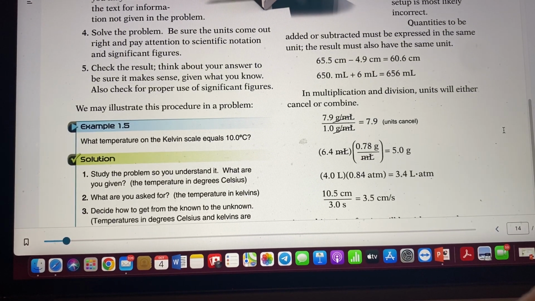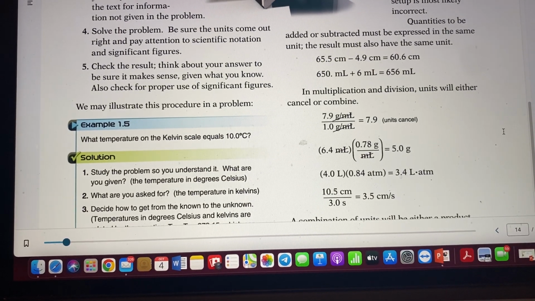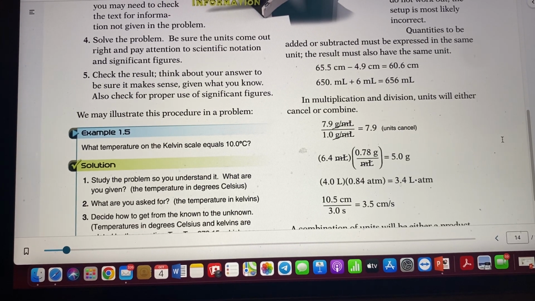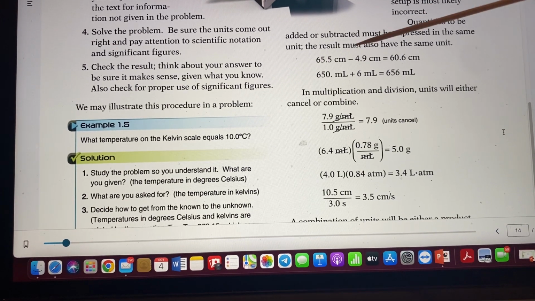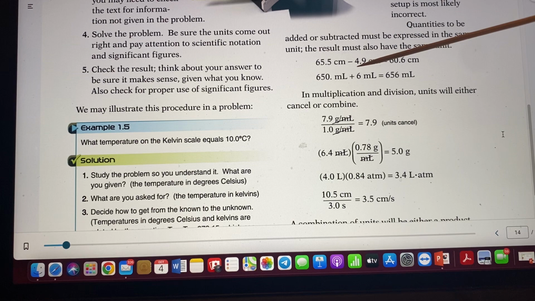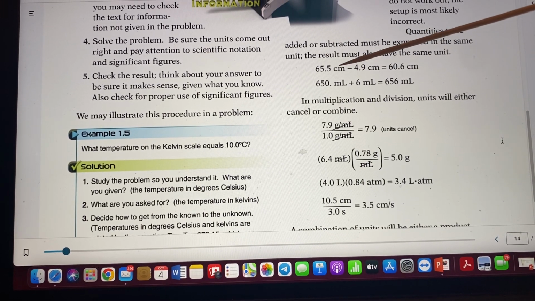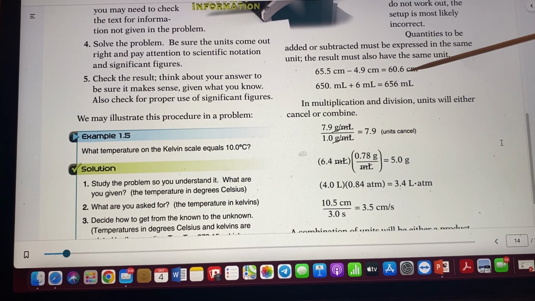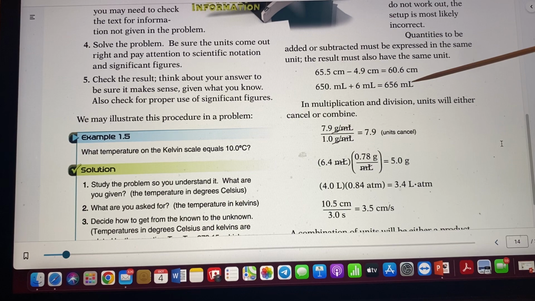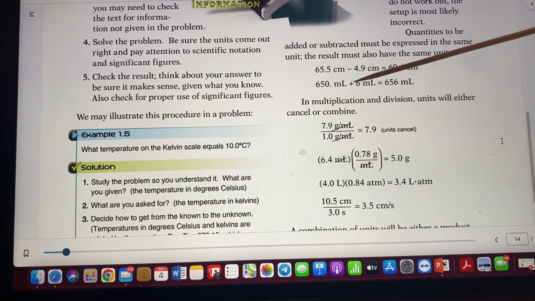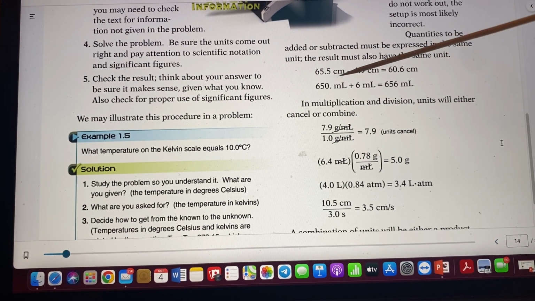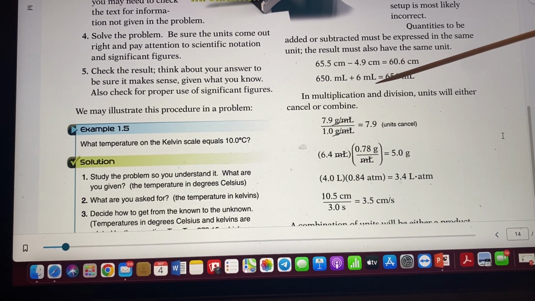Quantities that are added or subtracted must be expressed in the same unit. So here we have 65.5 centimeters minus 49.9 centimeters equals 15.6 centimeters. This has to be the same unit, same unit. 650 milliliters plus 6 milliliters is 656 milliliters, same units. You have to have the same units or you cannot add or subtract them.